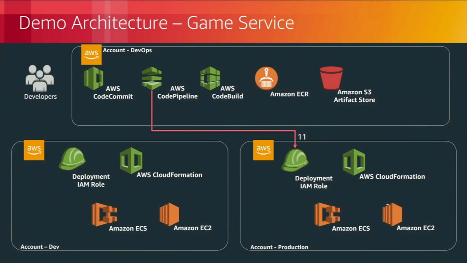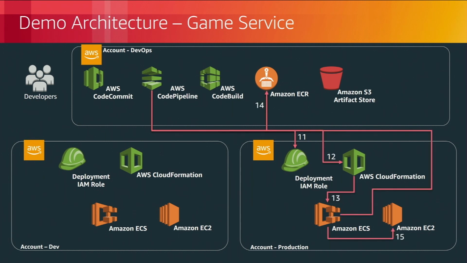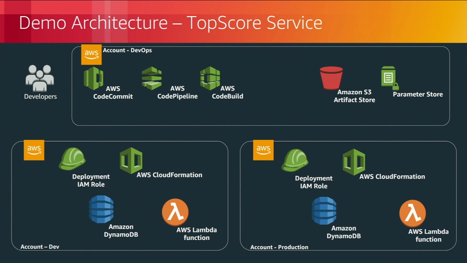But the important thing is that you've got the exact same pattern happening, where a cross-account role is assumed into production, and then it will push the same pattern through, deploy the CloudFormation script, retrieve that build artifact, and then push that out to ECS and EC2. So that's the game service.